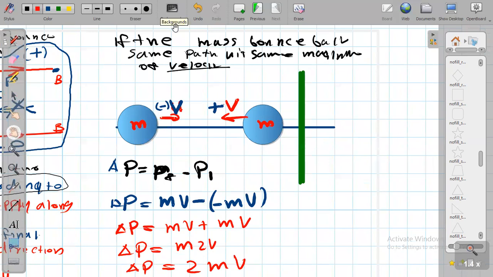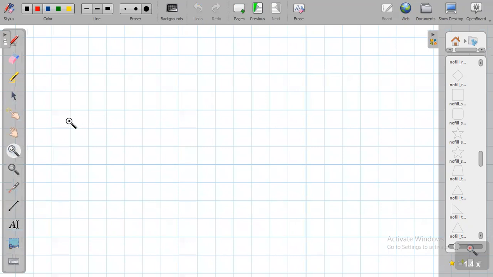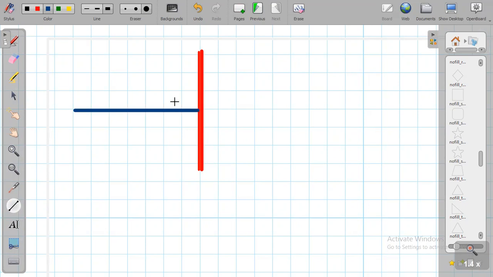Okay, the very last type of change of momentum: change of momentum when bouncing off an object at an angle to a surface.